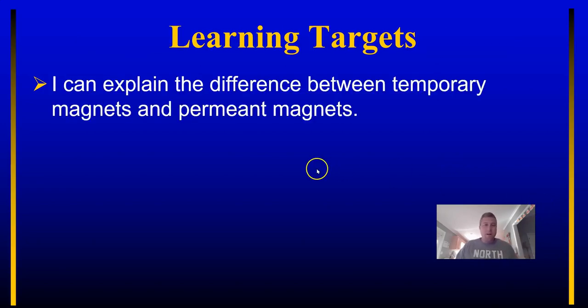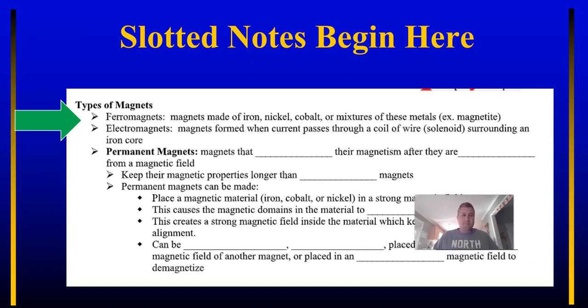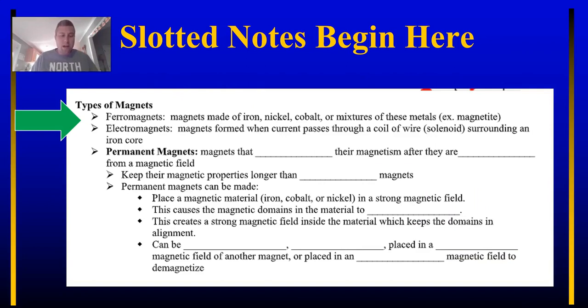Alright, so today your learning target is that you'll be able to explain the difference between a temporary magnet and a permanent magnet. For notes purposes, your slotted notes will begin here at the types of magnets: ferromagnets, electromagnets.